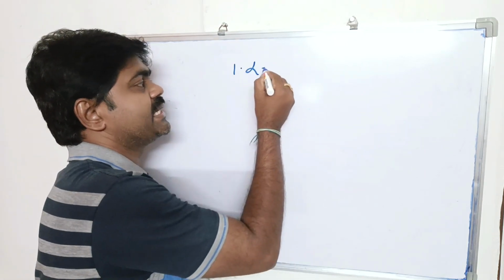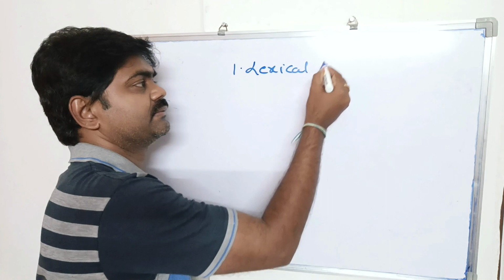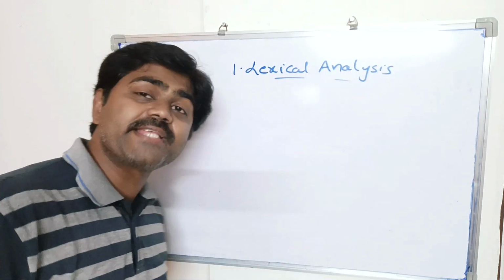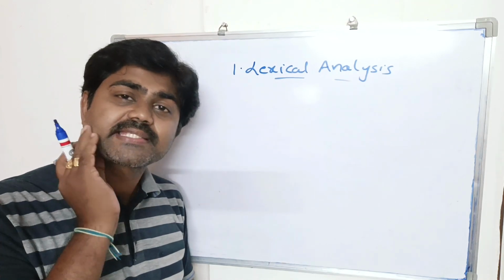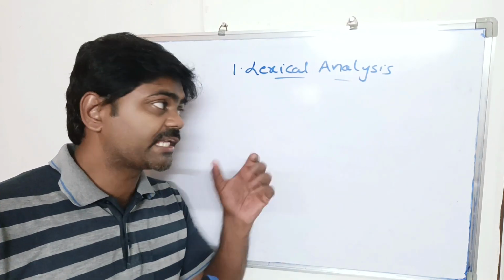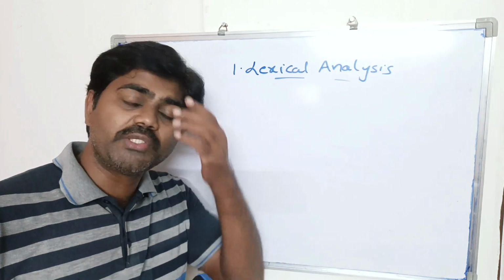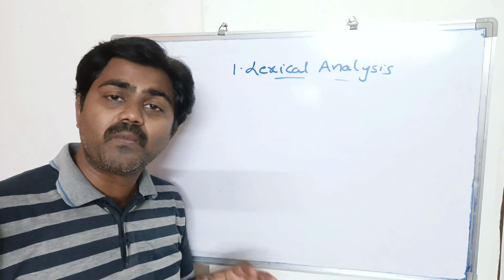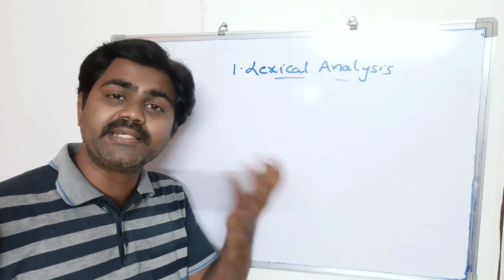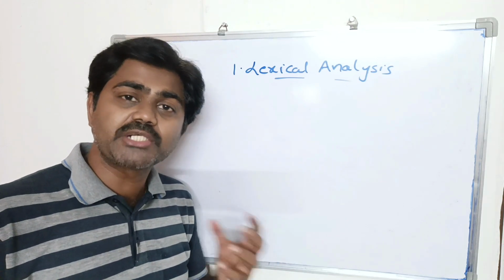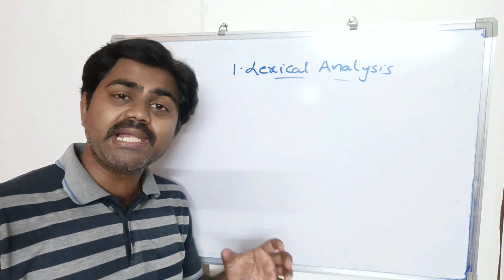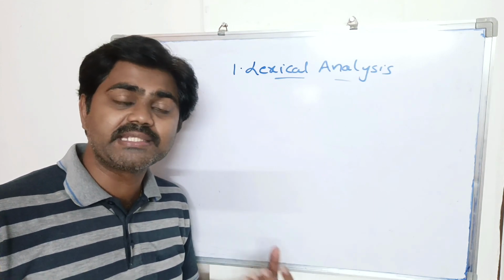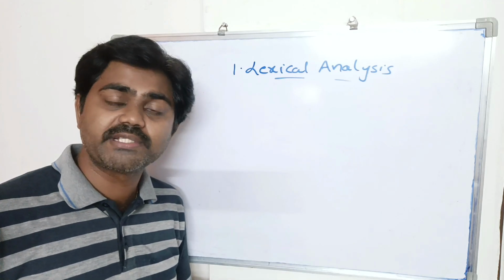So the first one is lexical analysis. What does lexical analysis do? Before explaining lexical analysis, we should know the role of syntax analysis. Syntax analysis will always generate a syntax tree or a parse tree. In order to generate a syntax tree or a parse tree, it requires a group of tokens. Until it has tokens, it can't generate a parse tree or a syntax tree.